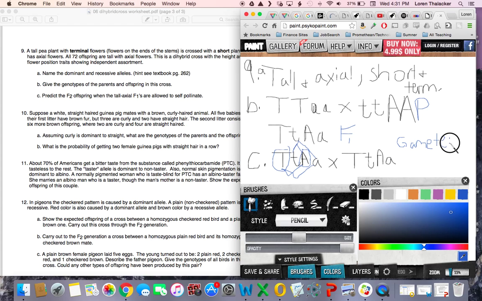they end up being big T, big A, big T, little a, little t, big A, or little t, little a. When you get done with those, then you'll put those into your Punnett square, 4 on top, 4 on the side, and then you'll cross that to get your F2 generation.